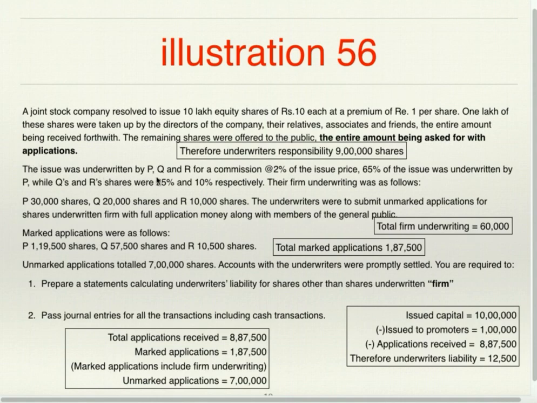Issue was underwritten by P, Q and R for a commission at the rate of 2% of the issue price. 65% of the issue was underwritten by P, while Q's and R's shares were 25% and 10% respectively. Therefore, gross liability ratio is 65%, 25% and 10%. Firm underwriting was as follows: P 30,000 shares, Q 20,000 shares, R 10,000 shares. Therefore, total firm underwriting is 60,000.